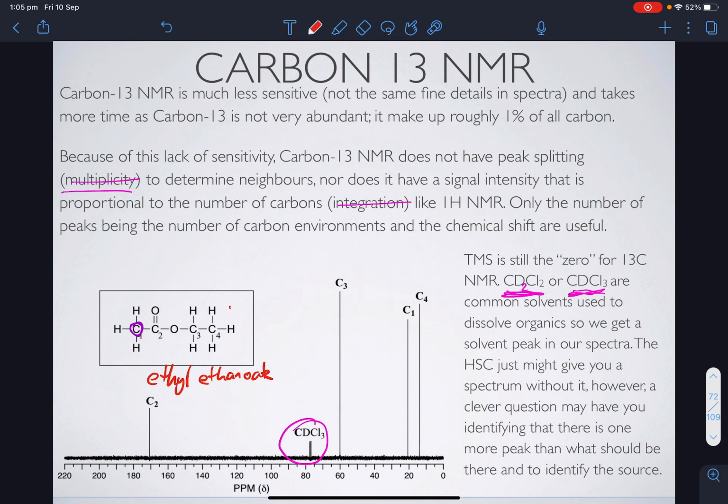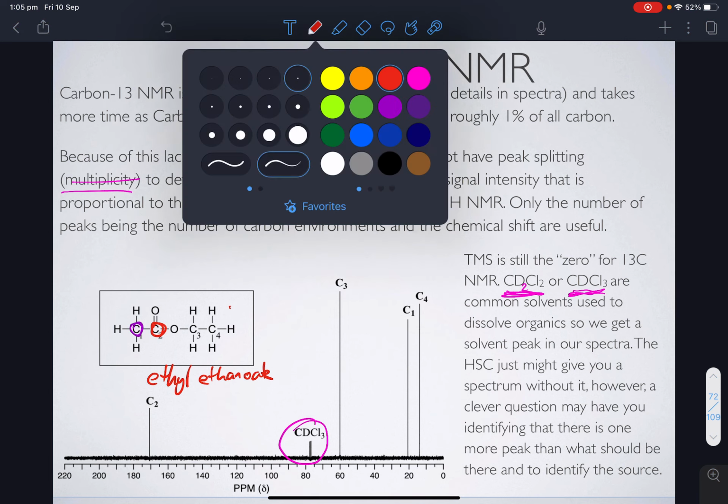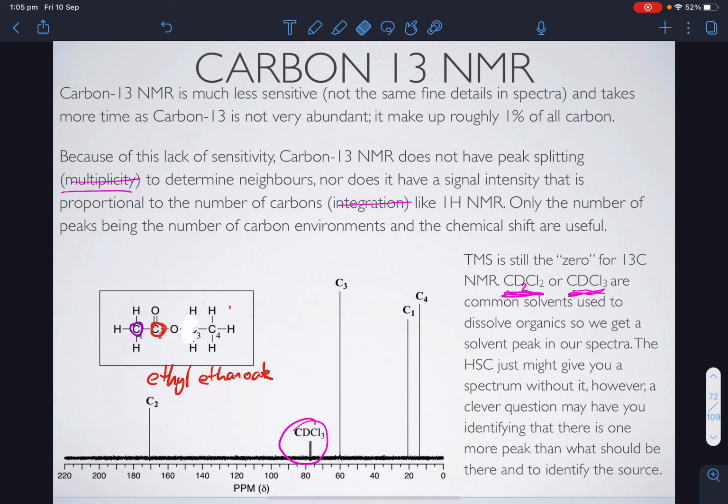This carbonyl carbon is the only carbonyl carbon, so it's its own carbon environment. This third carbon that they've labelled is its own because it's right next to the oxygen, and it's got a methyl group on the other side. And lastly is this one. So we've got 4. All 4 individual carbons will have their own peak in this one because of the lack of symmetry in this molecule. So 4 peaks, and look, we've got the 4 there.